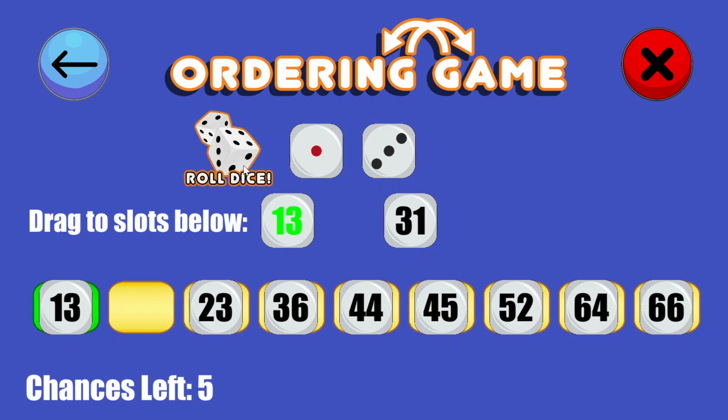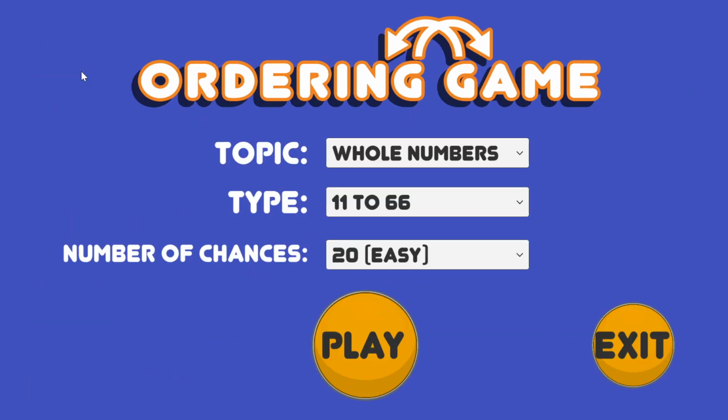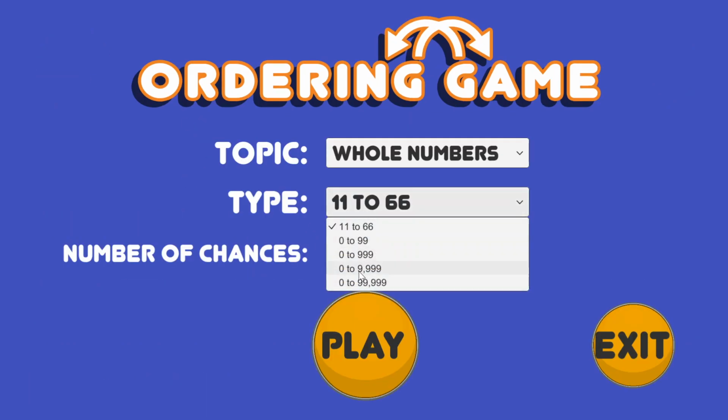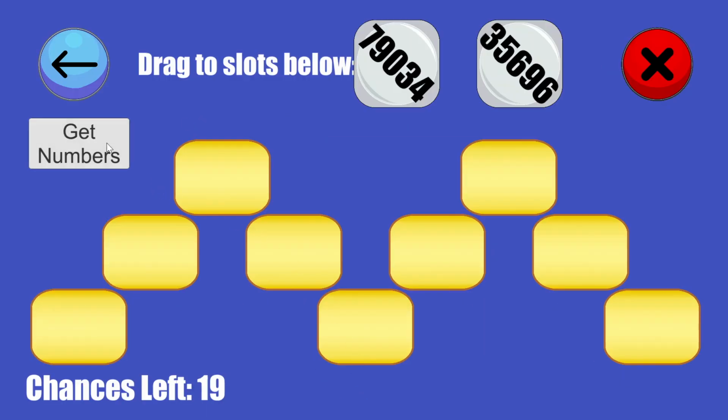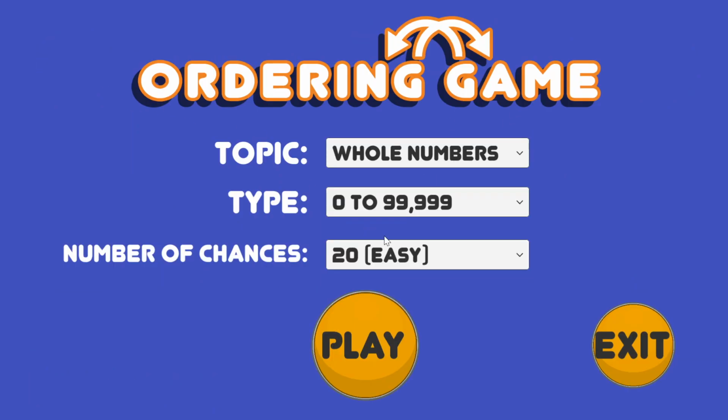So how? What do we need to place here? So in this case, okay, we won with two chances left. So, there are several options here. It could be larger numbers, again, for grades 5 and onward. So, things like that. Just so you know.